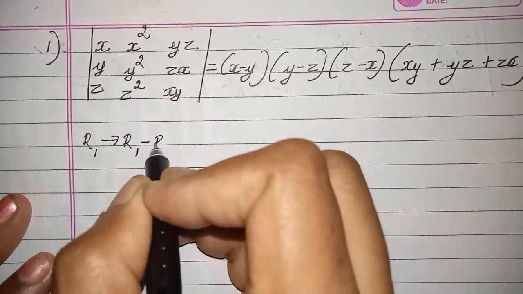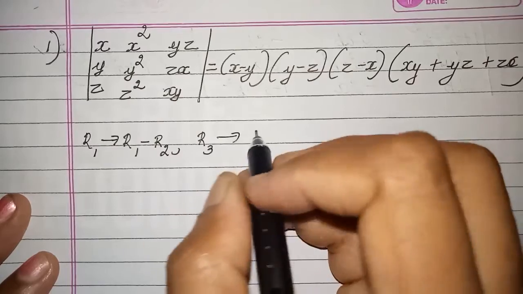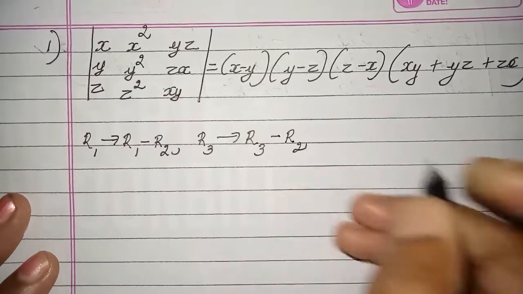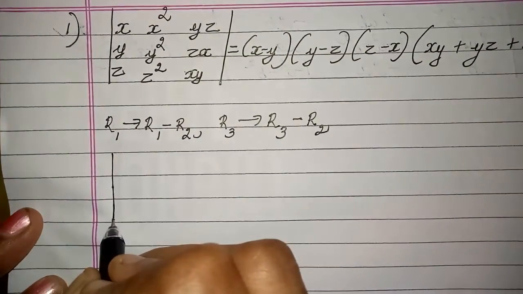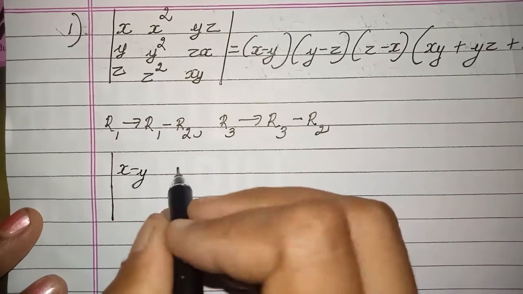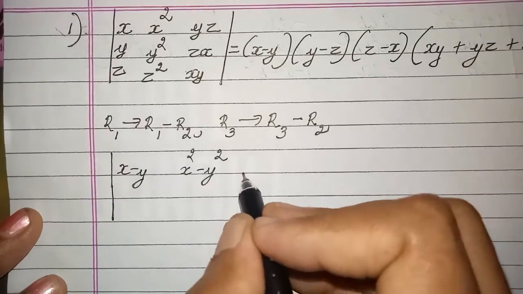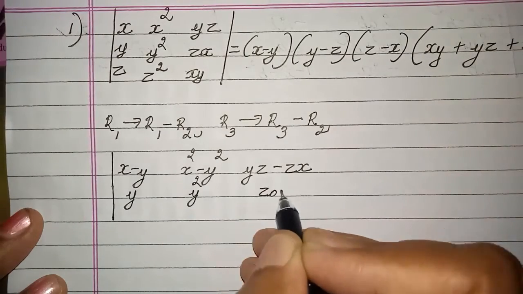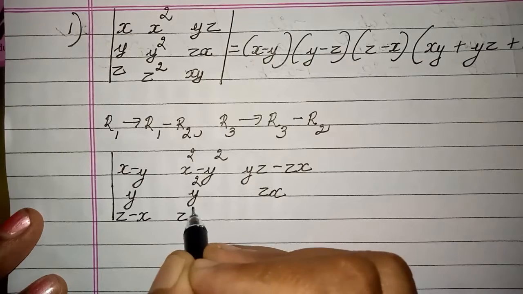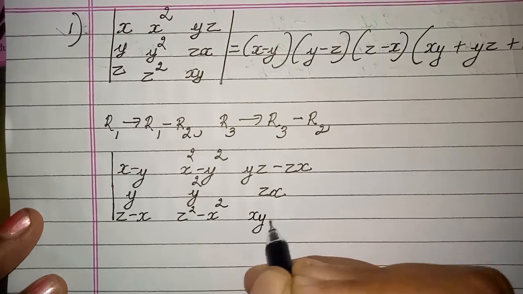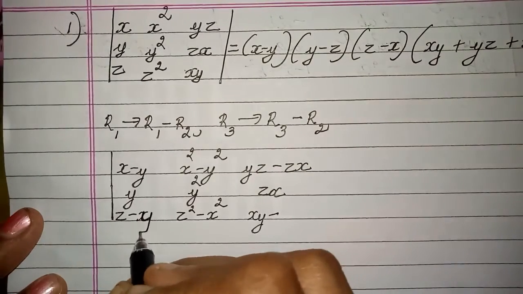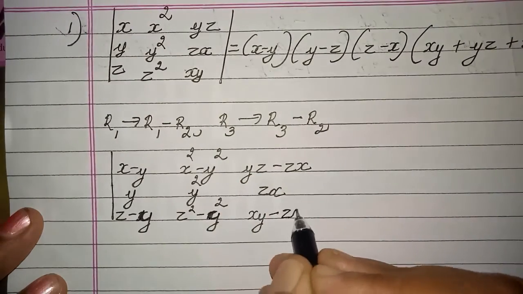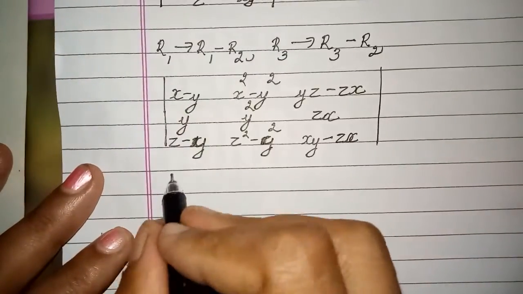Let us do R1 minus R2, and R3 minus R2. So R1 will be now x minus y, x square minus y square, yz minus zx; y square, zx; z minus x, z square minus x square, xy, sorry, it will be z minus y, z square minus y square, and it will be xy minus zx. Yes? Now let us simplify this.